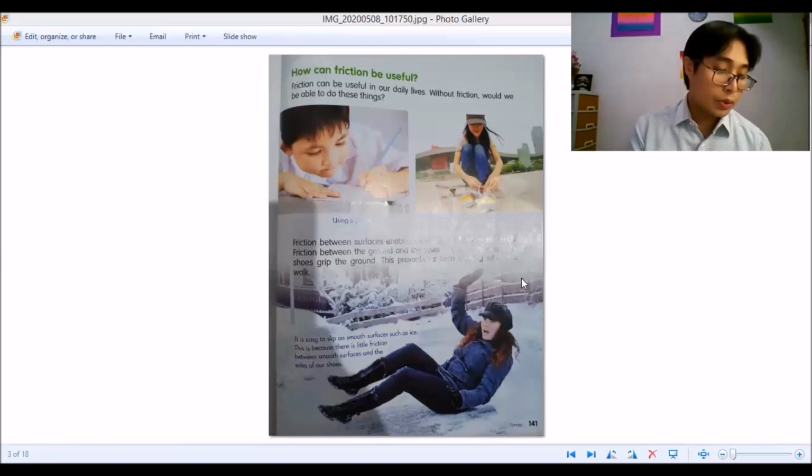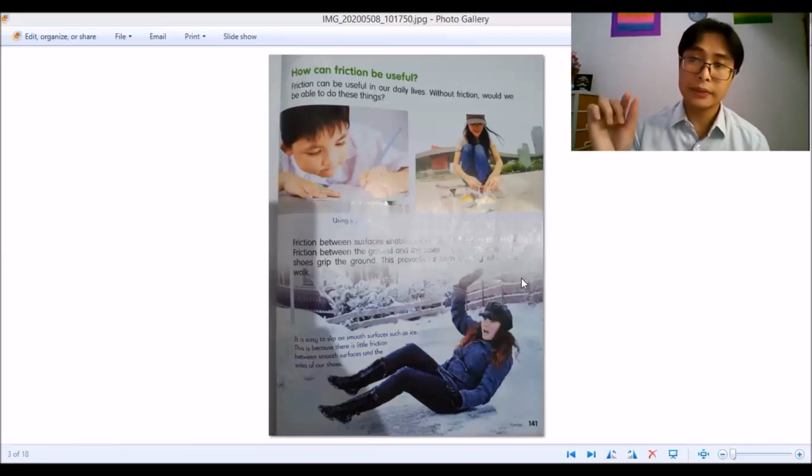And it's easy to slip on smooth surfaces, especially ice. This is because there is little friction between smooth surfaces and the soles of our shoes. So we really need friction, especially on our footwear, so that when we walk on slippery ground, we will not easily slip or fall. That's why we really need friction to stay on the ground.